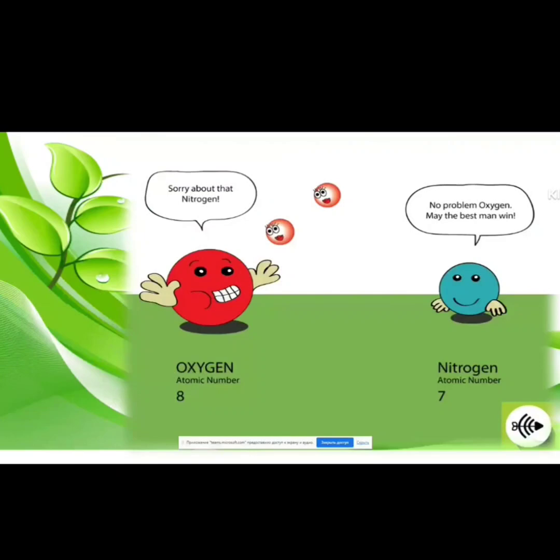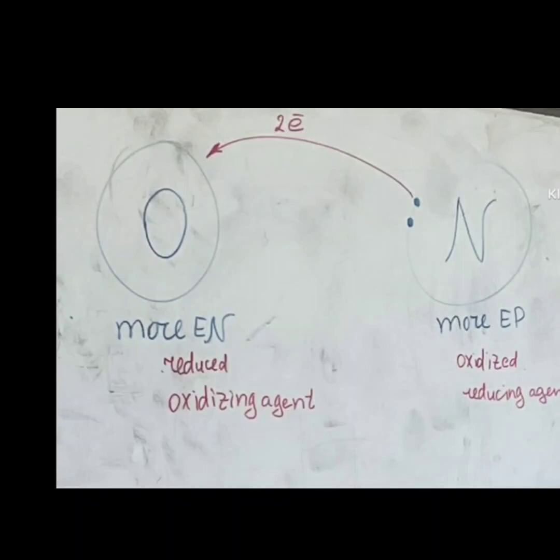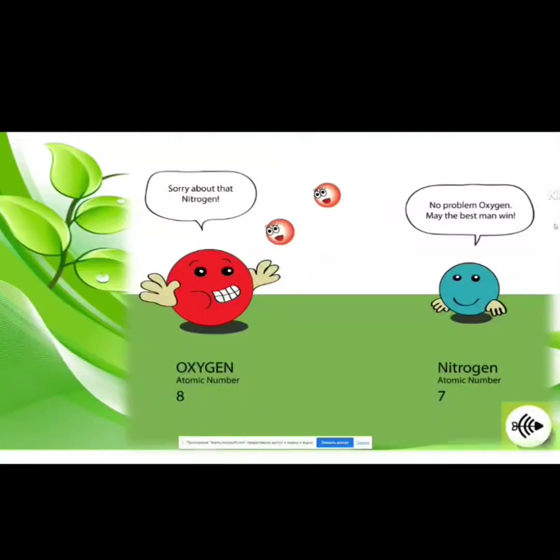Look here. This is oxygen, the red one, and the blue one is nitrogen. So oxygen is more electronegative. So we have oxygen and nitrogen. Oxygen is more electronegative. That's why he will take the electrons of nitrogen. So the electrons of the nitrogen atom went to the oxygen atom because oxygen is more electronegative.